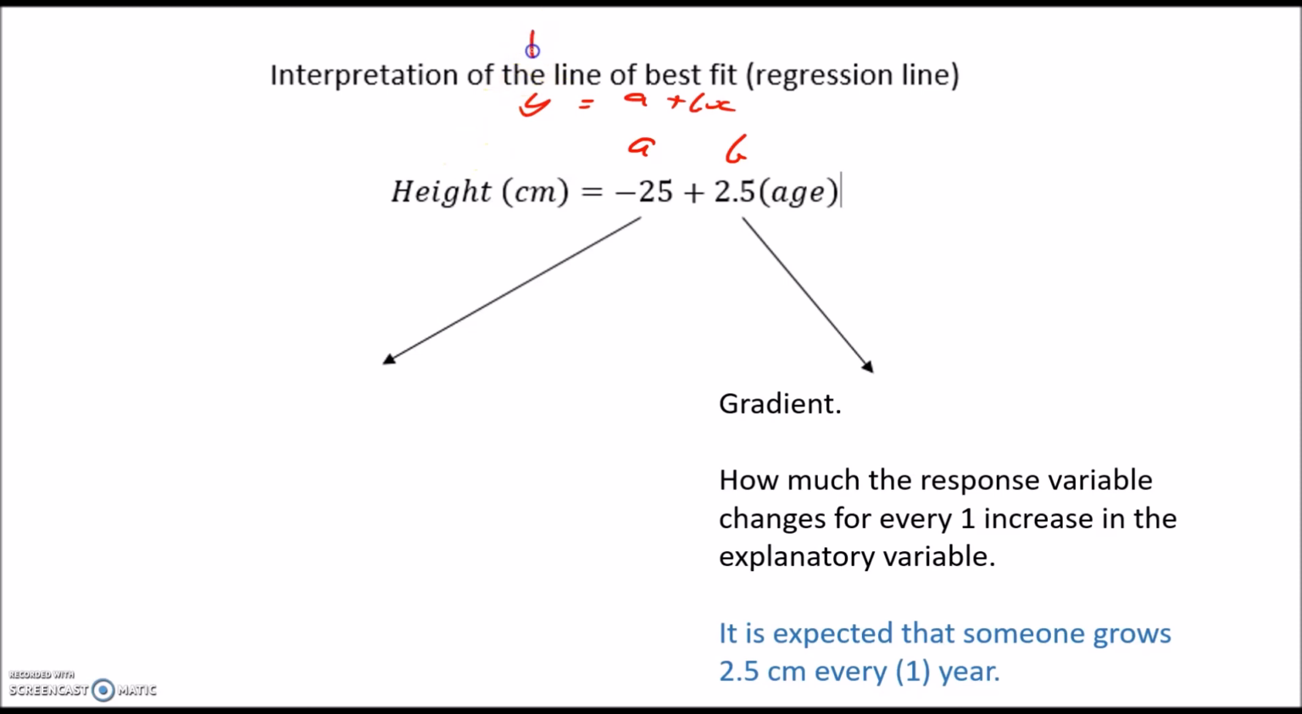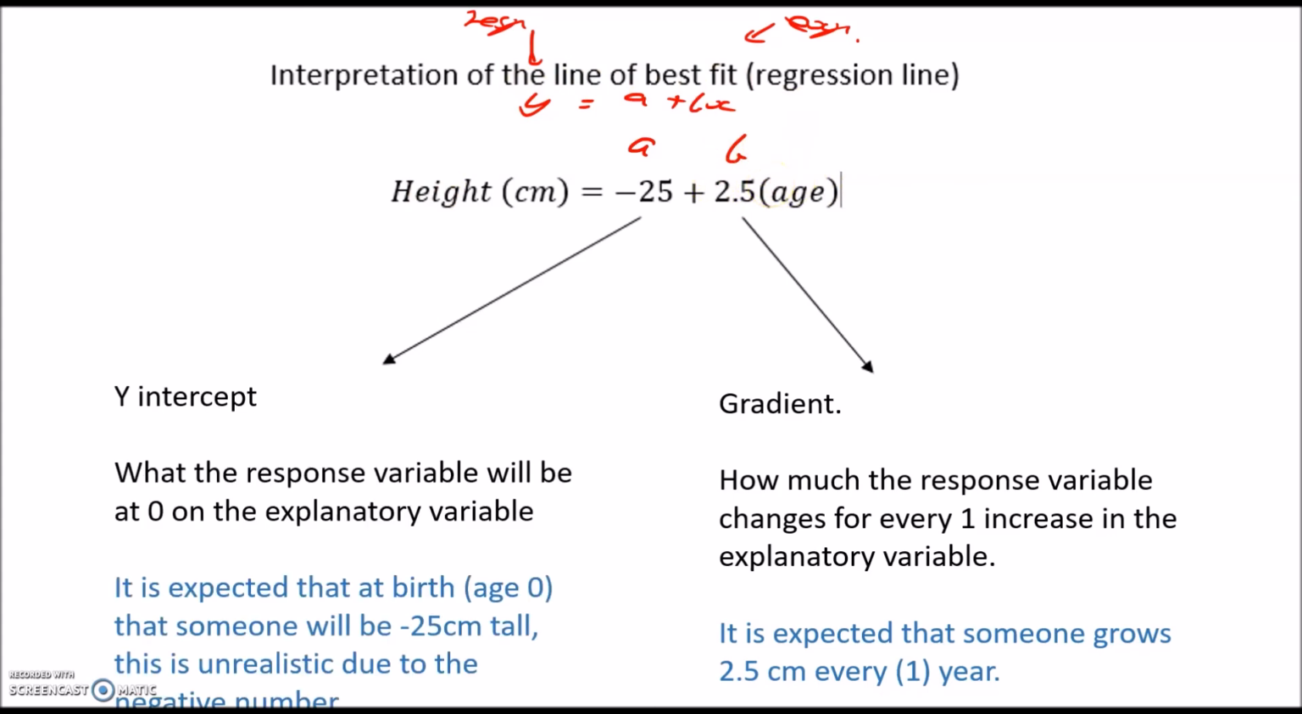So we remember that your Y is always response and your X is always explanatory. So in this case, my height was response, my age was explanatory, and this tells me it is expected that someone grows 2.5 centimeters for every 1 year. When you write up your conclusions to these, write the variable names in. Don't just say that we expect the response to increase by 2.5 for the explanatory. Say we expect the height to increase by 2.5 for every 1 increase in age.